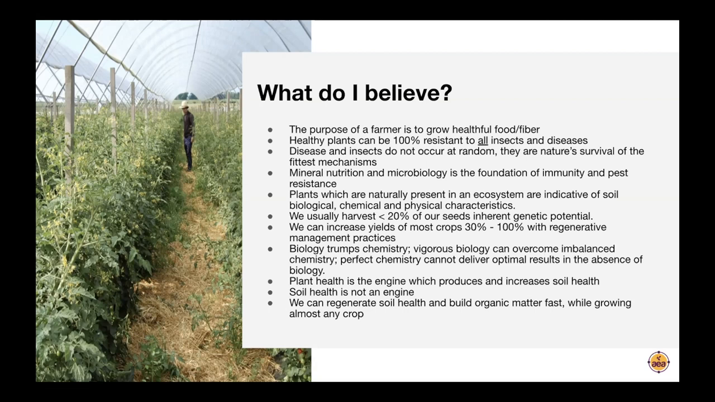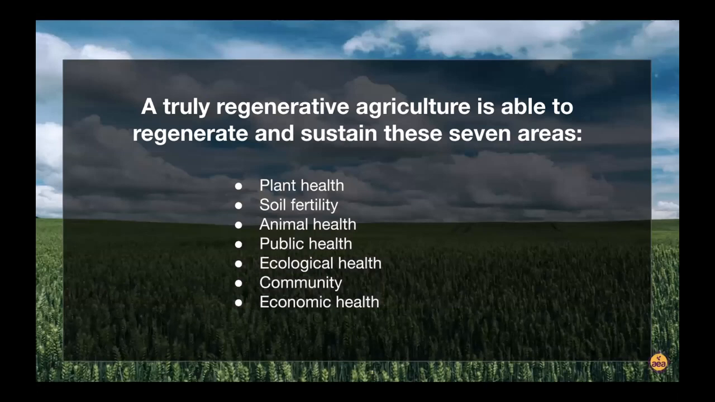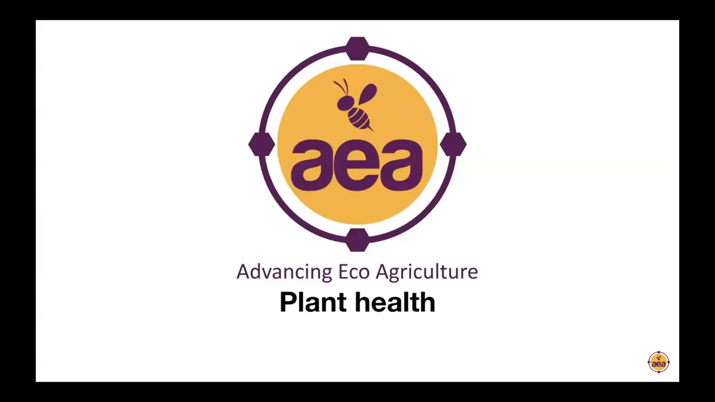So I believe that if we want to have a conversation about a truly regenerative agriculture, we need to regenerate. And then once we've regenerated to a self-sustaining plateau, we need to sustain these seven areas. We need to regenerate plant health and soil health, soil fertility, animal and public health and human health, and of course, ecological health and the health of our rural communities, our agricultural communities, and a farmer's economic health.